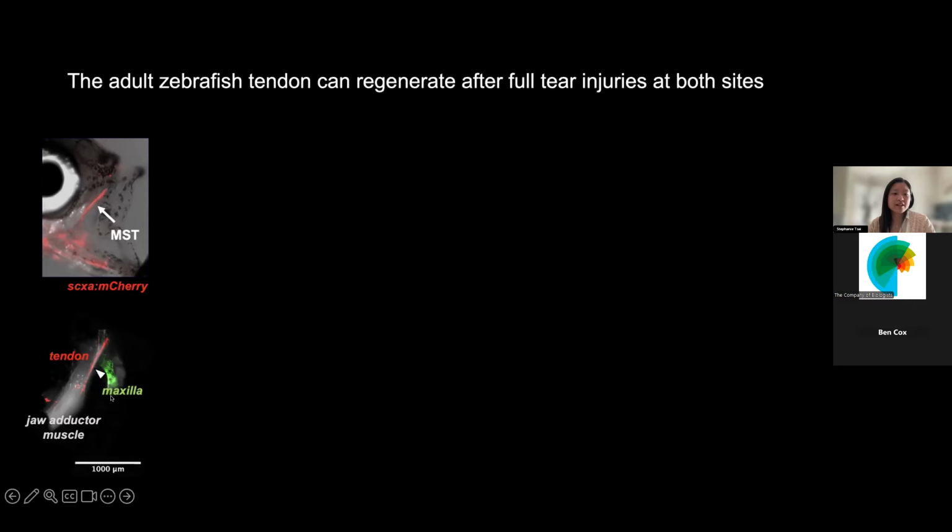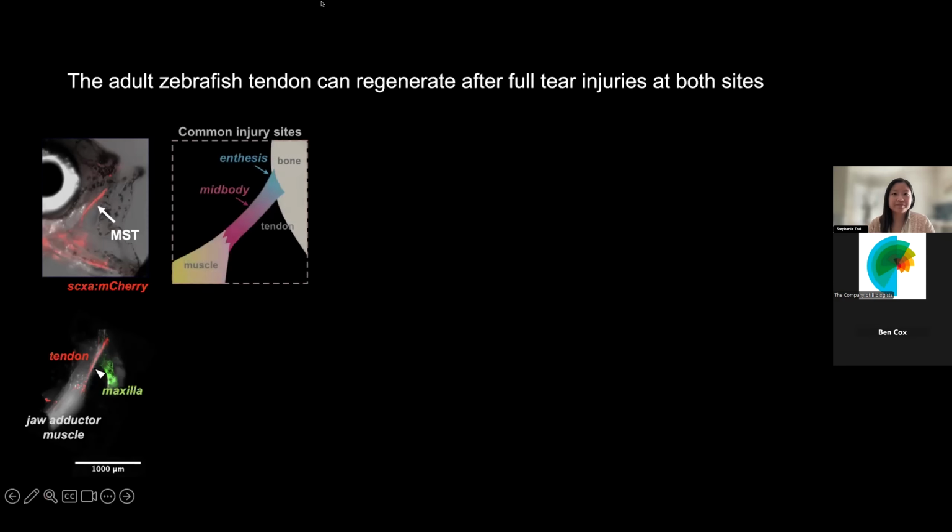The MST connects the maxilla to one of the jaw adductor muscles. It's about 1 millimeter in length, and experimentally it's very advantageous because it's superficial, so it means it's easy to injure, it's easy to image, and it's also not required for feeding. And so if you injure this tendon, the fish is not going to starve to death.